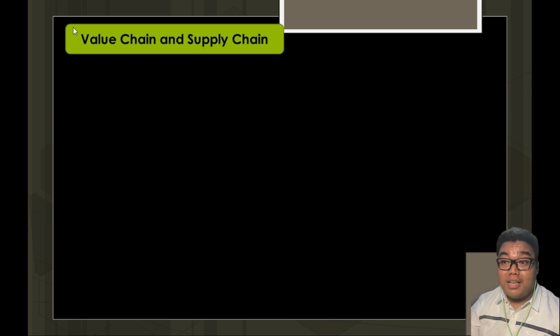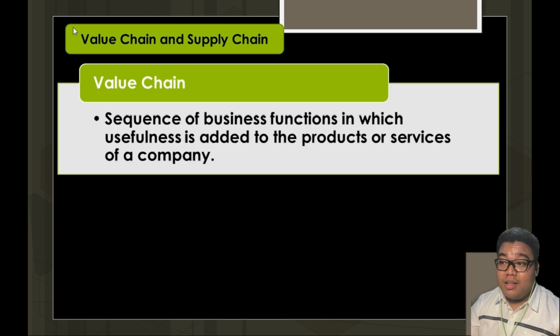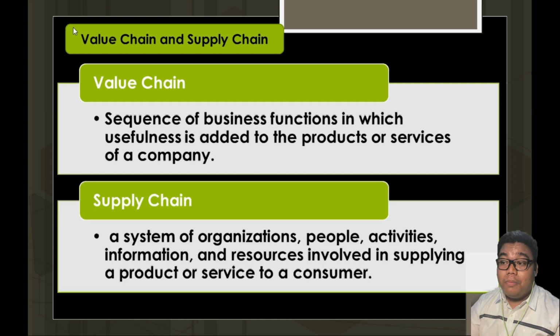Value chain and supply chain. Value chain was already mentioned before. It is the sequence of business functions in which usefulness is added to the products or services of a company. Supply chain involves external parties. So in here, we also consider the suppliers up to the delivery of the product.